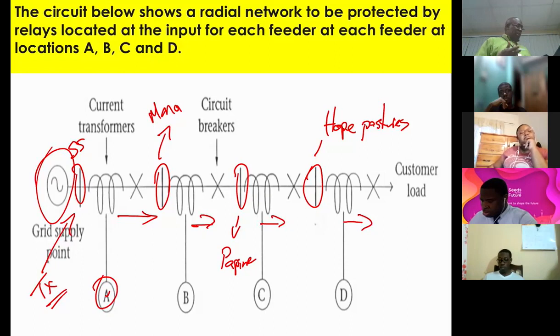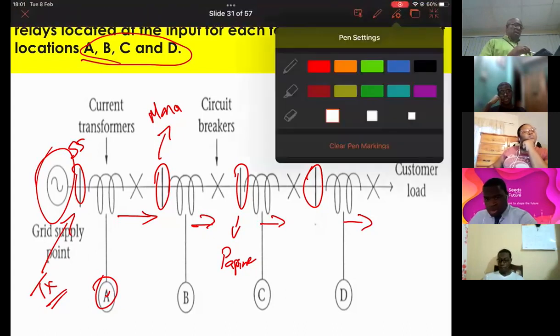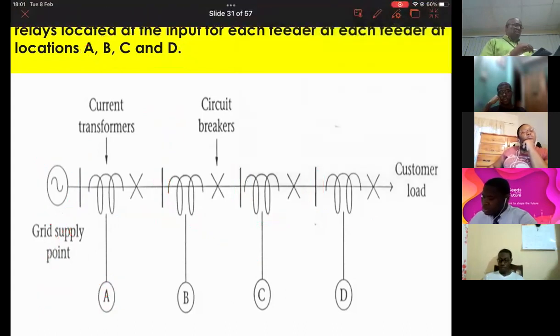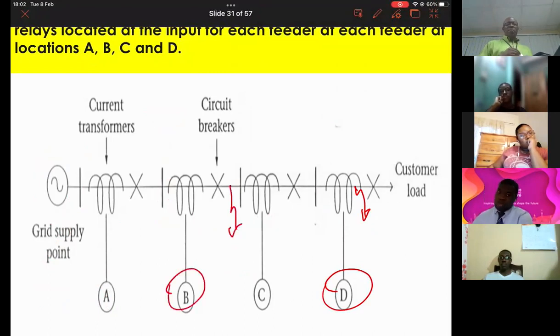So this is the system we have. We have 4 relaying points, right, along the feeder. And the question is, how do I coordinate these relays to ensure that when I have a fault down here, only this guy operates. Or if I have a fault here, this fellow operates.